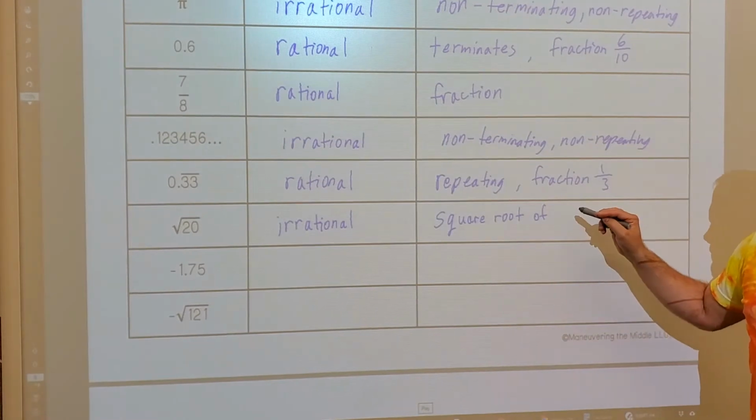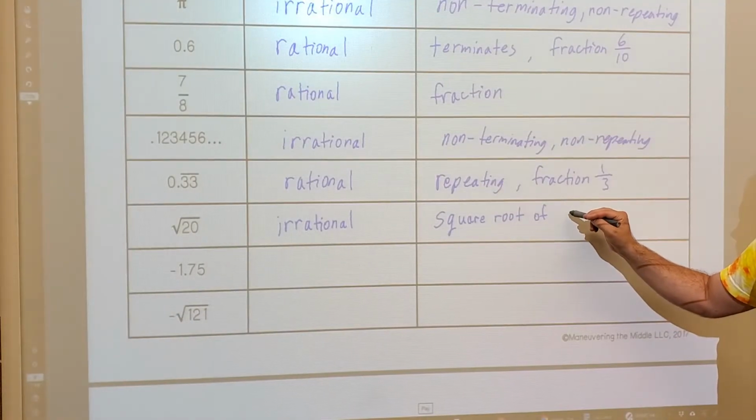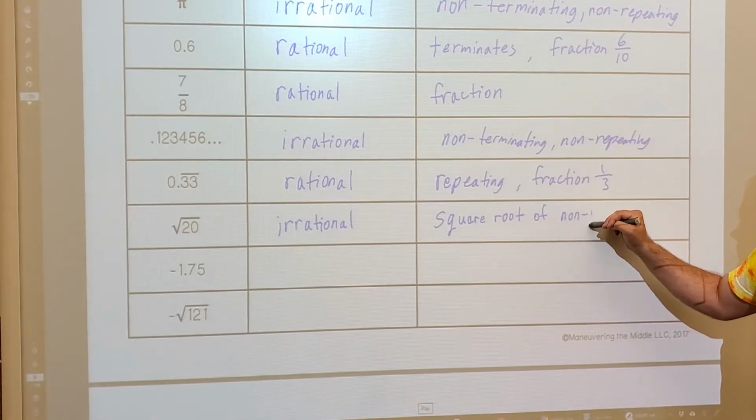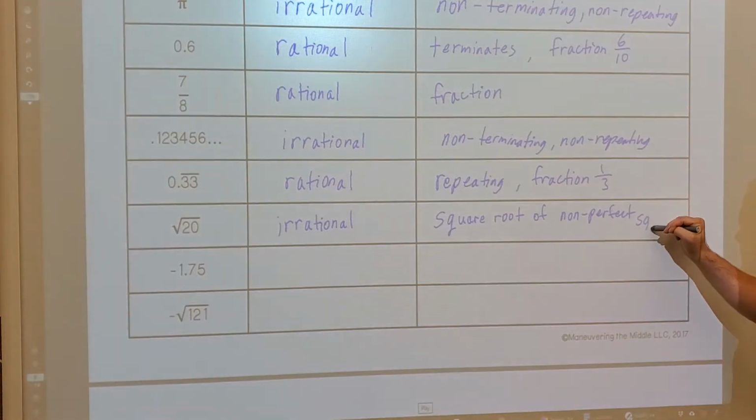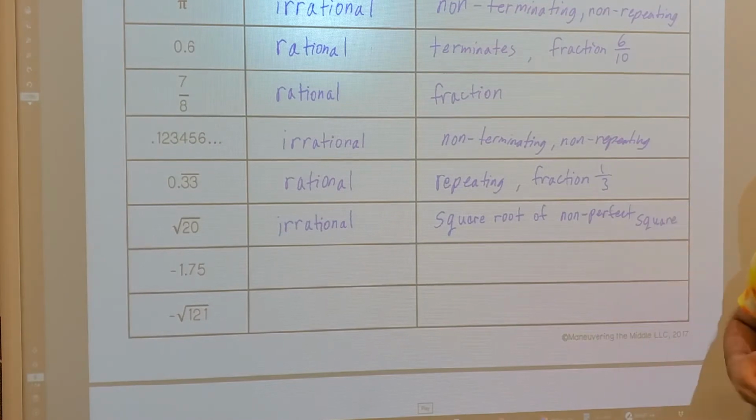Forgot a second over there, sorry. Square root of a non-perfect square. It's more for my benefit.